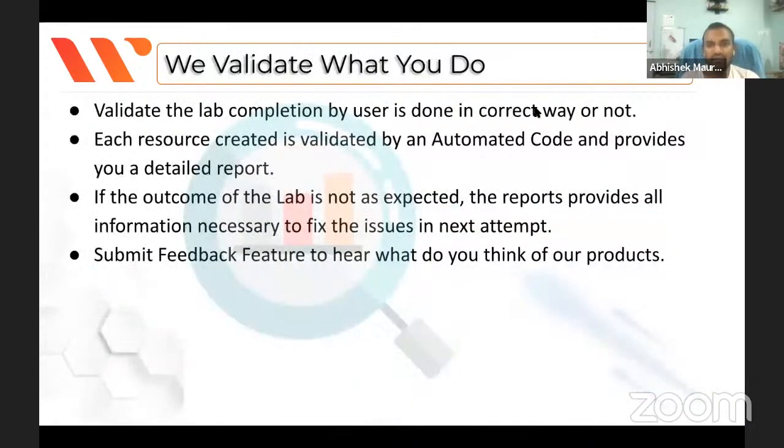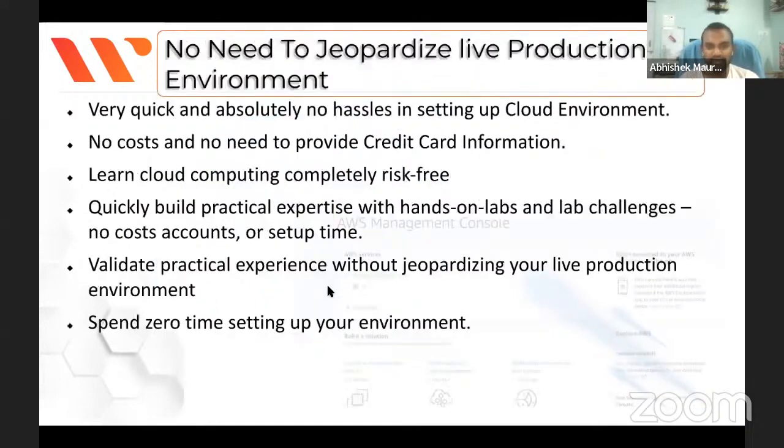Once you have done everything correctly, you have a validate button you can click, and it will tell you whether you have done it the correct way or not. Now, for each resource that you create, let's say, for example, you are creating an EKS cluster. The EKS cluster has been created. It is in up and running state. What is the current version of it? Everything will be verified and validated. And if the lab outcome is not as expected and you might have missed something or diverted from the steps, we will give you the steps to fix this in the next attempt. Also, you can submit your feedback to let us know if we can improve something.